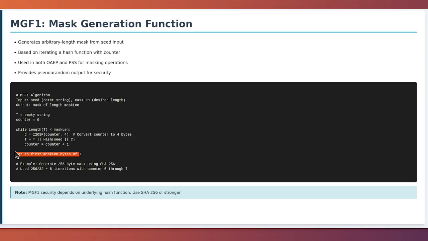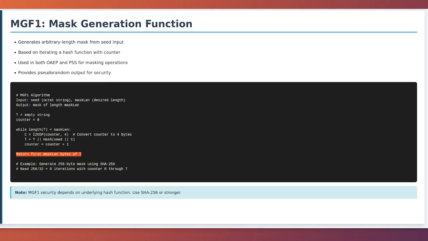mask. For example, if you want a 256-byte mask using SHA-256, which produces 32-byte outputs, you need to iterate 8 times with counter values 0 through 7. Each iteration produces 32 bytes, giving you 256 bytes total. If you need 250 bytes, you still do 8 iterations to get 256 bytes, then truncate to 250 bytes.